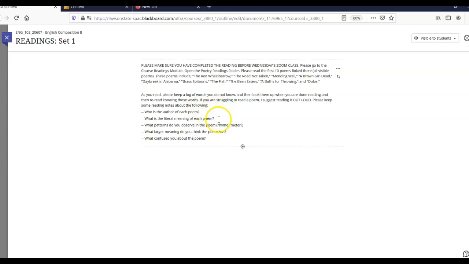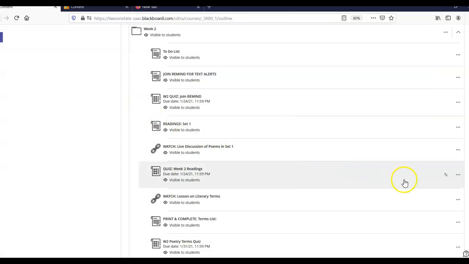I suggest reading the poems out loud and keeping some reading notes. Who's the author? What's the literal meaning? What patterns do you observe in the poem, rhyme or meter? What lines repeat? What larger meaning do you think the poem has? What confused you about the poem? And if you are able to do that, you can use that log or those notes on the quiz that's coming up. There is a lesson on these poems.